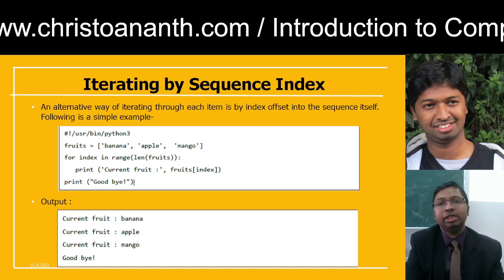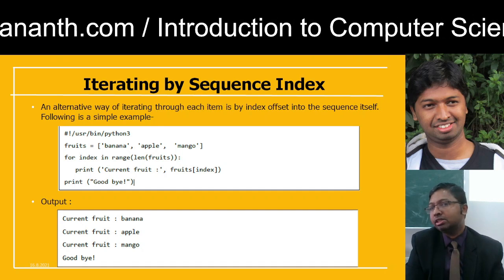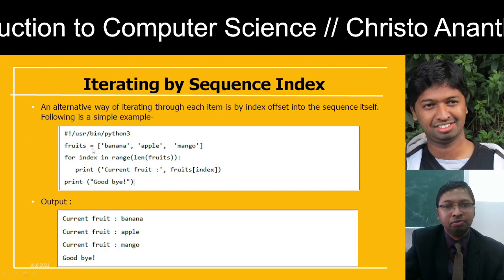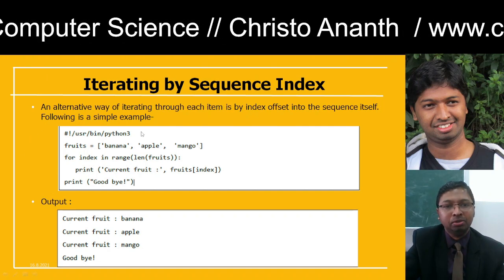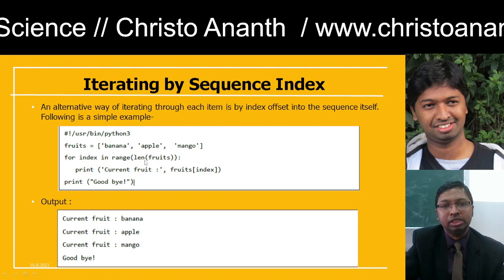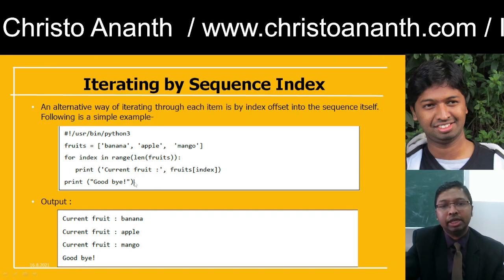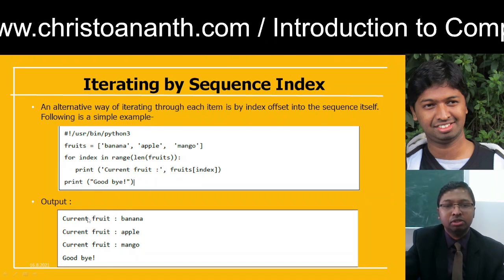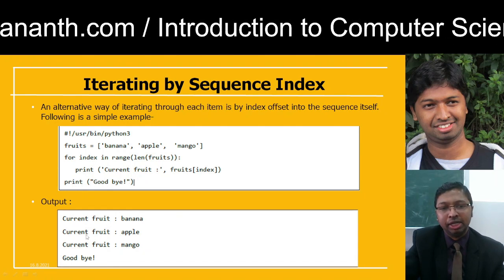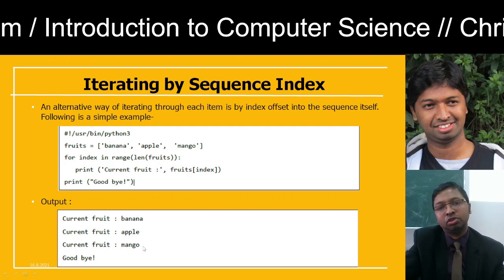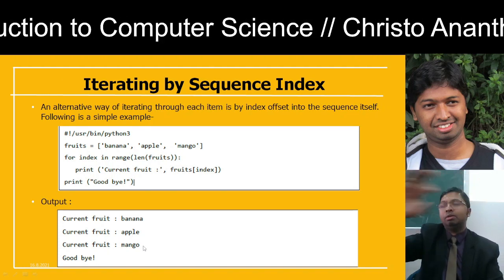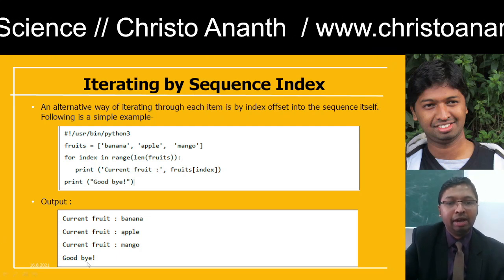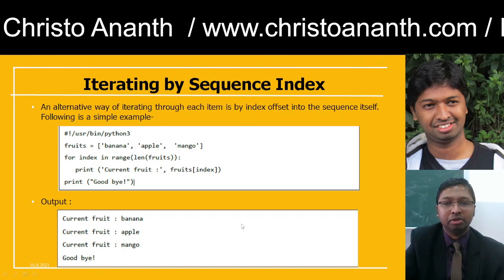You can also iterate through each item by the index offset into the sequence itself. So you will have #!/usr/bin/python3, fruits equals banana, apple, mango. Then for index in range of length of fruits, print current fruit, fruits of index, and print goodbye. Here you will have current fruit banana, current fruit apple, current fruit mango, each printed as a single statement for index in the range length of fruits, and after that it will print goodbye.